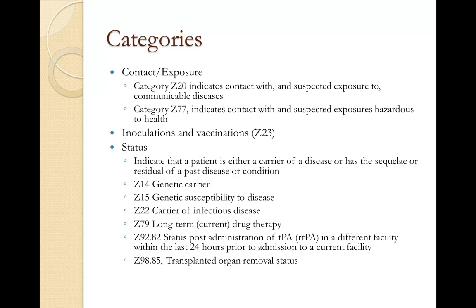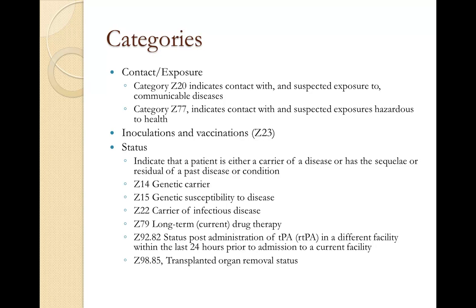Our status codes, in the guidelines, there's a pretty long list here. I'm not going to go through the whole list. Status basically indicates a history of or status post. So the patient's either a carrier of the disease or has something that's occurring after this, some sort of residual later. So some examples here, we have a genetic carrier, Z14, and Z15, genetic susceptibility to disease. This is one that shouldn't be used as a principal or first listed diagnosis.